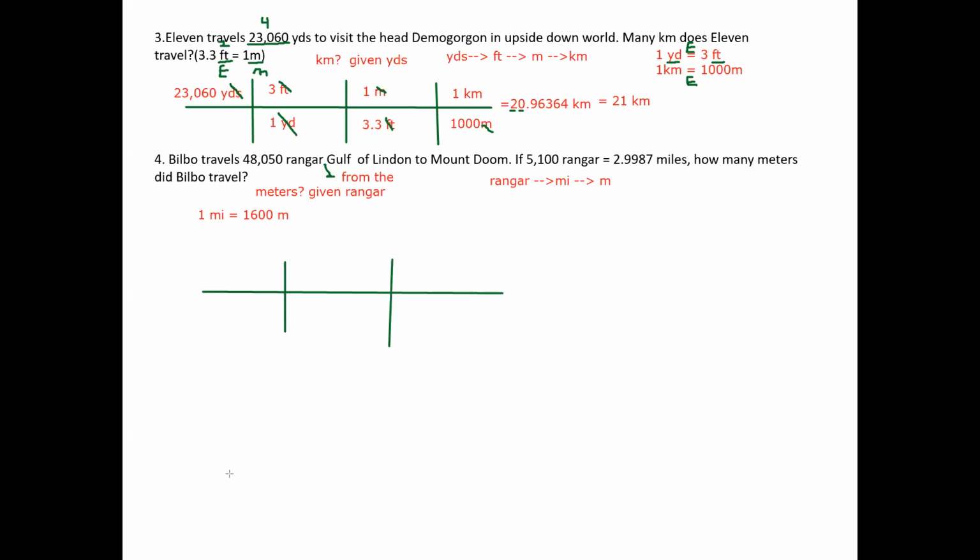So we start with our original number, 48,050 Rangar. And now we want to go from Rangar to mile. So since we're in the top left of the empty train track, we have Rangar. So Rangar will go on the bottom. Mile will go on top.